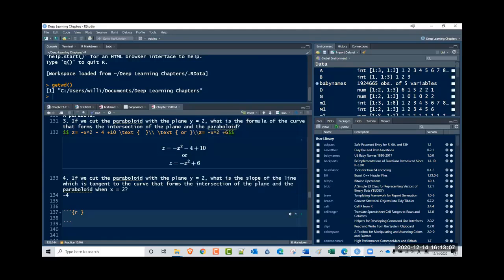Okay, so for chapter 10, I'd like you to use RMG. You don't have to use, as I said, this so-called LaTeX.